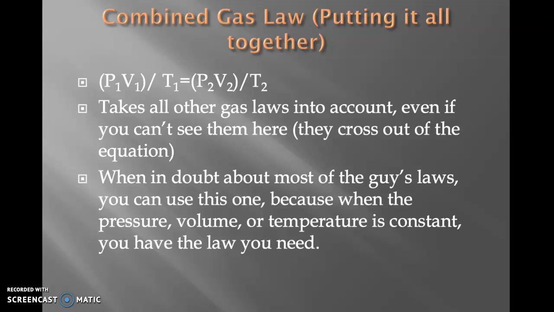So lastly is the combined gas law, and the combined gas law puts all of the variables together. For this one, we're not assuming that any of the variables are kept constant, and therefore we have to use all three. We have to use pressure, volume, and temperature. So what the combined gas law tells us is that P1 times V1 divided by T1 equals P2 times V2 divided by T2.